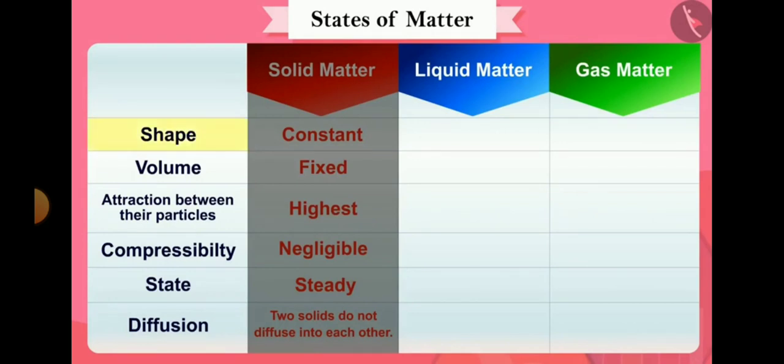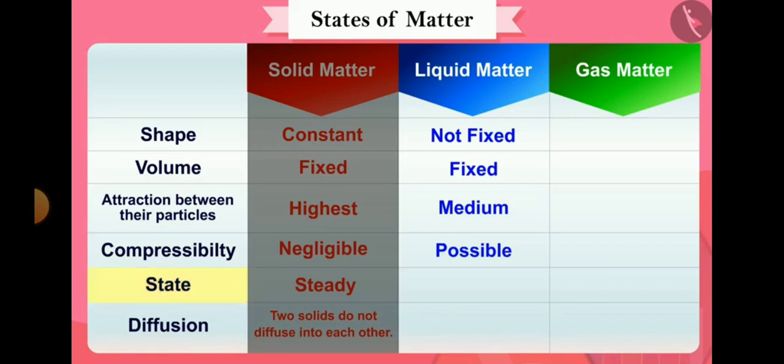We have seen that the shape of liquids is not fixed, but their volume is fixed. The attraction between the particles of liquid is less than that of solid because the particles of liquid have more space. That is why compressibility of liquid is possible. In a liquid state, the matter is not rigid, but it is fluid. And diffusion of solid, liquid and gas is possible in liquid.